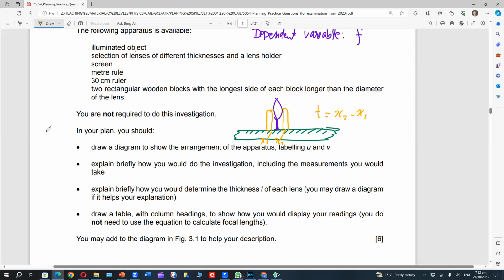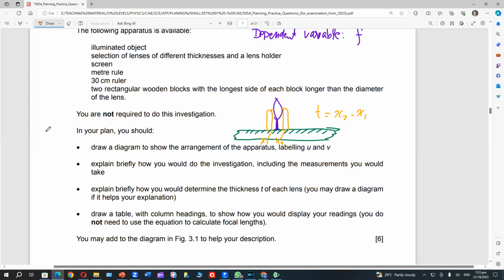Otherwise, the meter rule cannot be placed across the thickness of the lens. The lens is thick at the center, like our eye lens. As the lens is a circle, it is thin at the edge. So when you put your meter rule close to the lens, it won't be able to reach the belly of the lens. So I will put two wooden blocks so I can touch the belly, and the other part of the block will be touching the meter rule.